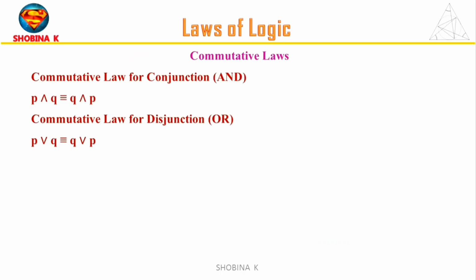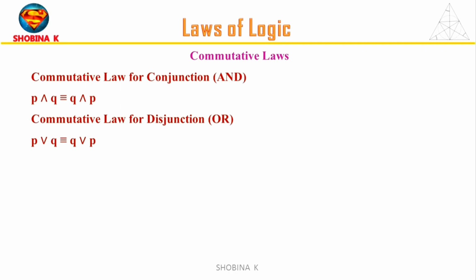This law describes how the order of proposition in certain logical operations does not affect the truth value of overall expression. There are two commutative laws. First we have P and Q is defined as Q and P. This law states that the conjunction of the two propositions P and Q is equivalent to the conjunction of Q and P. In other words, the order of proposition does not affect the result when using AND.